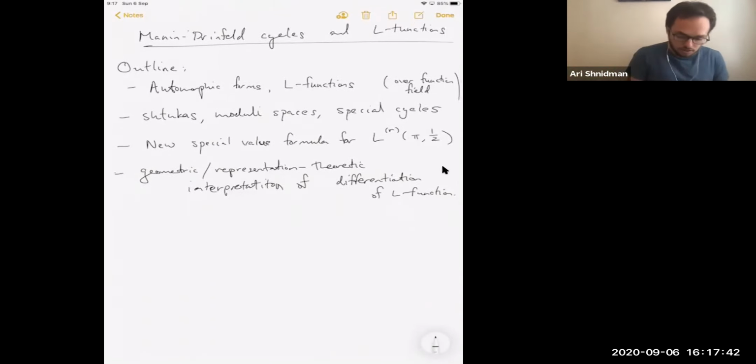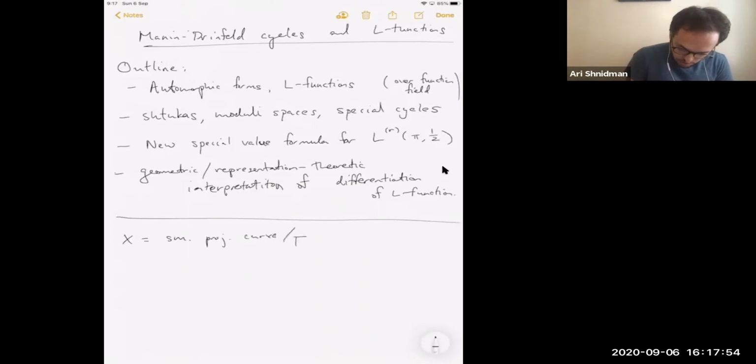Okay. So let's start. So just the setting. I'm going to work in the function field setting. So X is going to be a smooth projective curve over F_q, the finite field. And so you can think, for example, P^1 over the finite field F_q. That could be X. F will be its function field, so the field of rational functions on the curve.